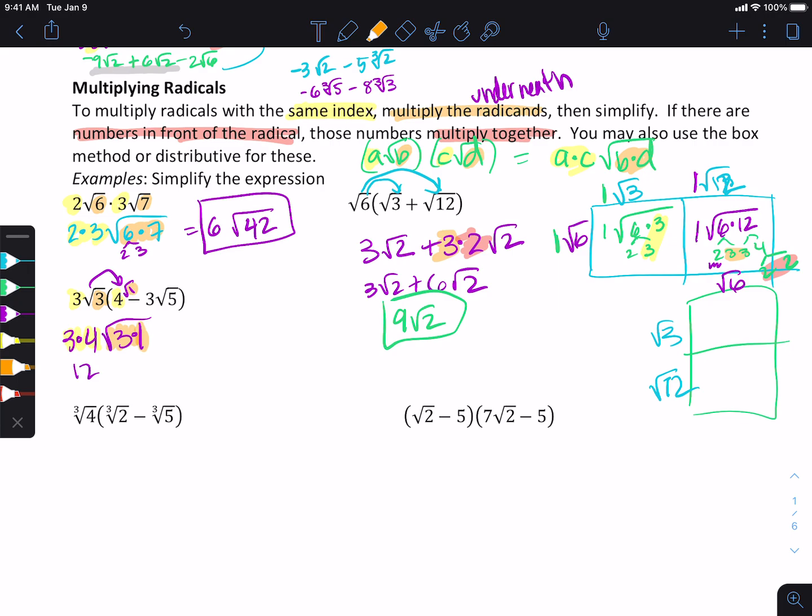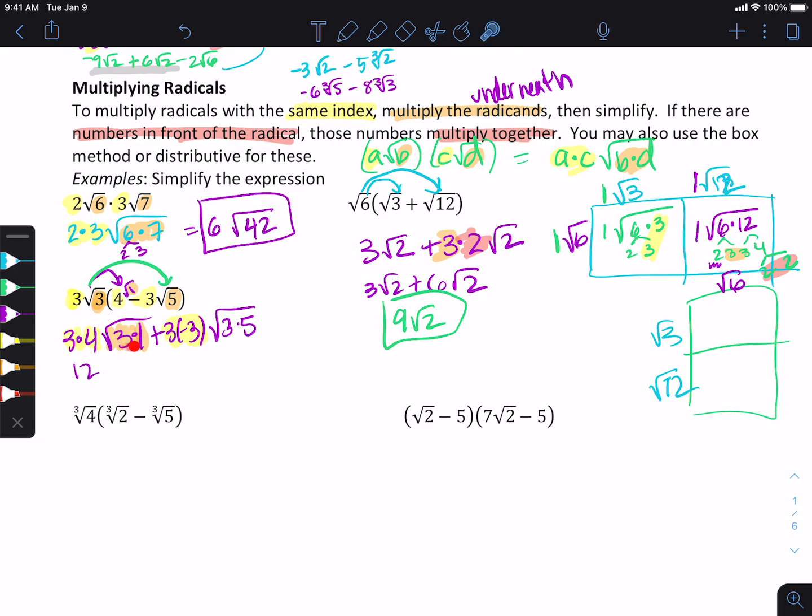Okay. If we multiply the second term, we're going to do 3 root 3 times negative 3 root 5. So again, we have the 3 and the negative 3. So notice you take the sign with it. So the 3 times the negative 3. There's a plus in between. And then the square root of, and then you take the radicand. So the 3 and the 5. So 3 times 5.